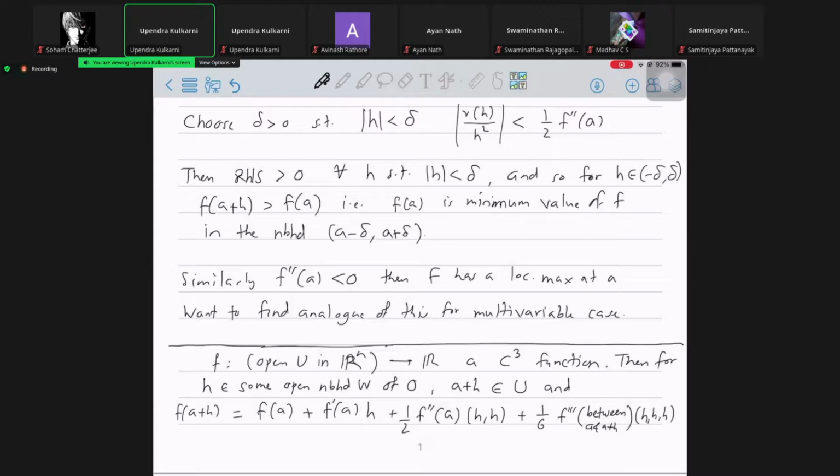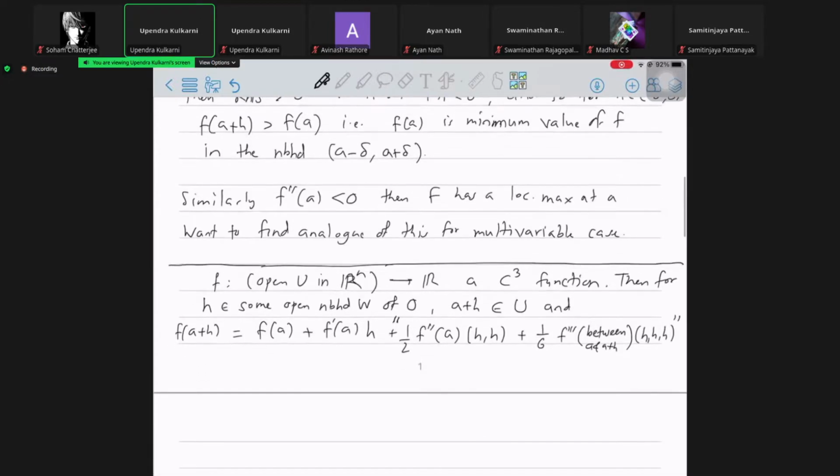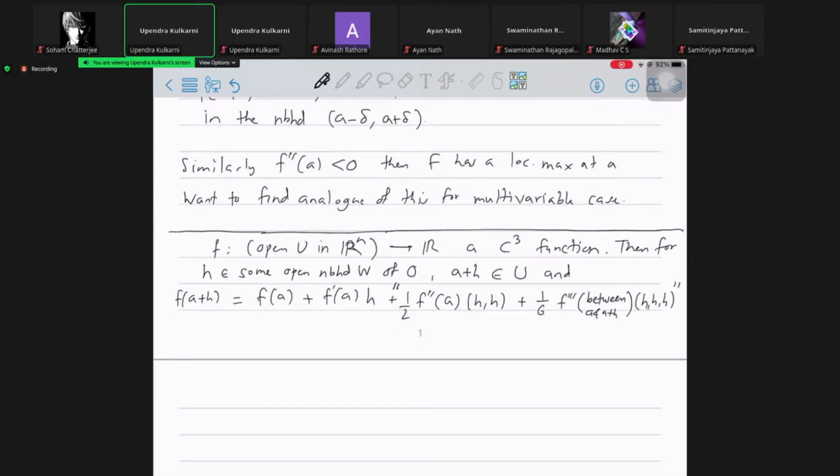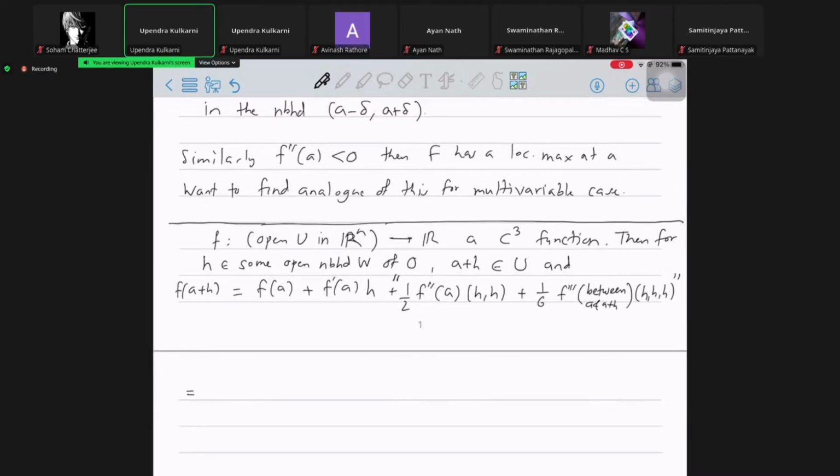So perhaps let me put this in quotation marks. So at least this part, because we do want to write it the way we wrote it in class. Right. So when you actually write it out, what is it? F of a. What is the second term? F prime of a times h.